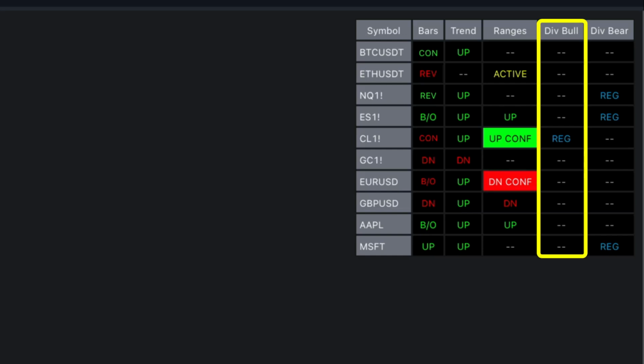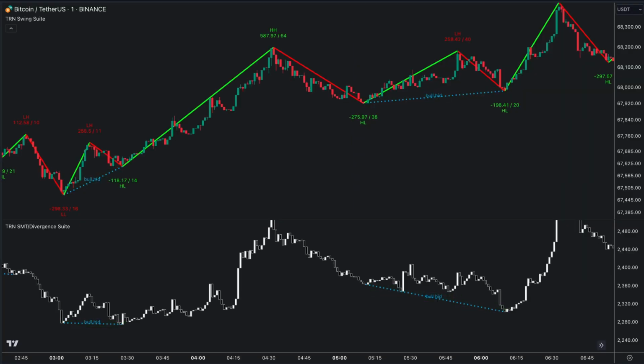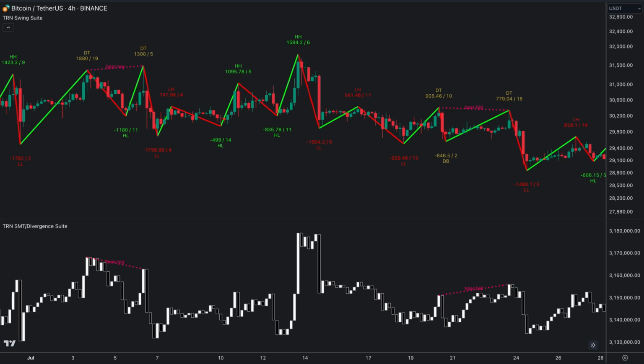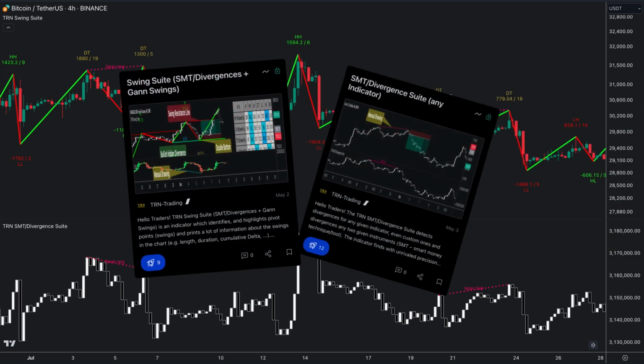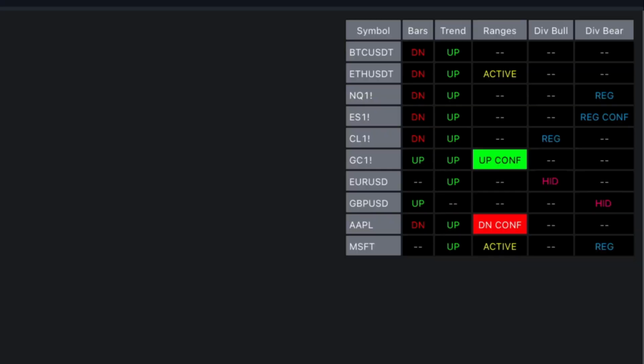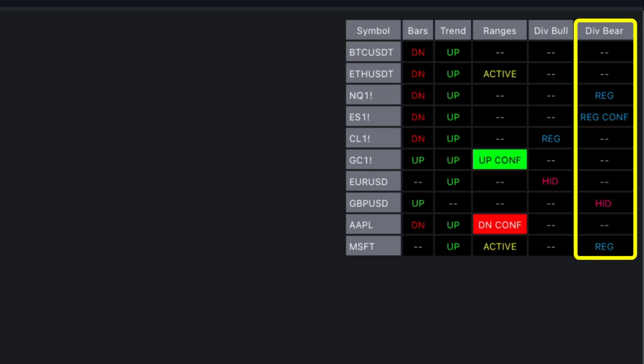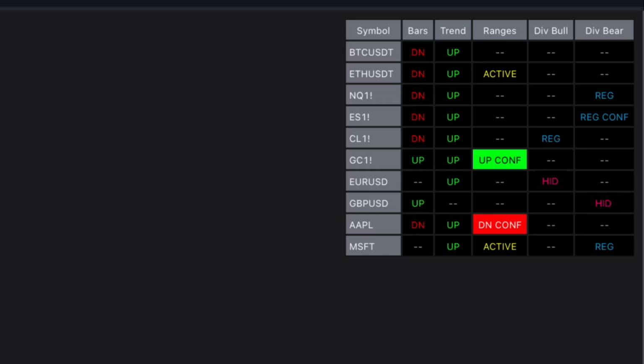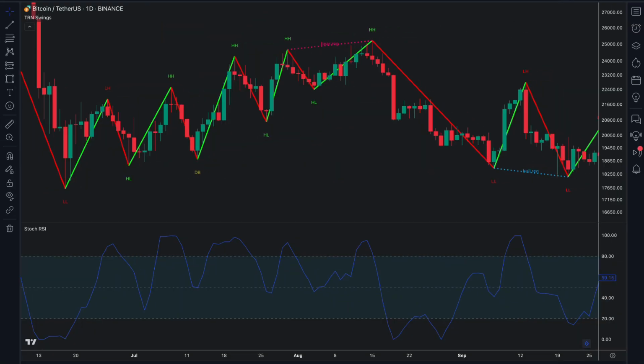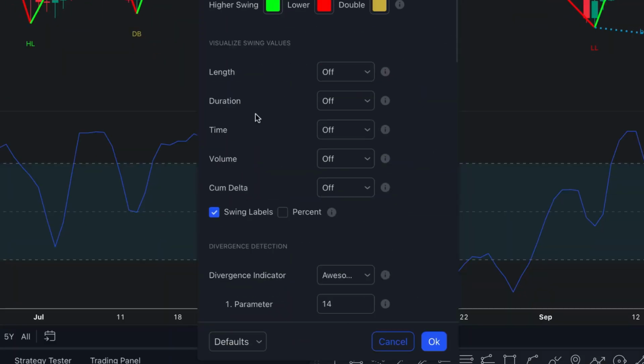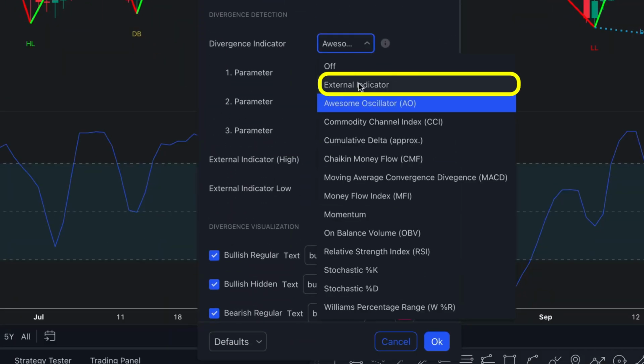In the fifth column, you can observe the outcomes identified by our divergence detector built into the swing suit and our SMT divergence suit. It indicates whether a regular bullish divergence or a hidden bullish divergence has been detected within the current swing. The sixth and last column reveals the presence of either a regular bearish divergence or a hidden bearish divergence. For maximum flexibility, you can as well choose your own custom divergence indicator for the detection.